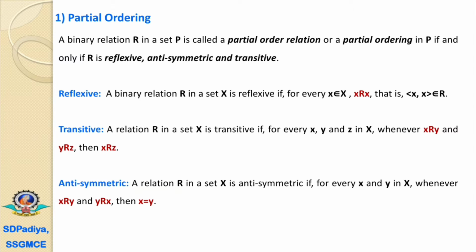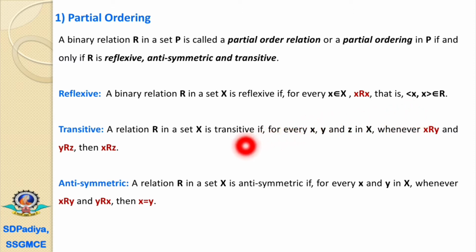Now, we'll repeat it again. Reflexive: a binary relation R in a set X is reflexive if for every x belonging to the set X, x is in relation to x. That is, if we have a set and every element has a relation with itself, then we call this relation reflexive. That is, the ordered pair (x, x) belongs to the relation R.